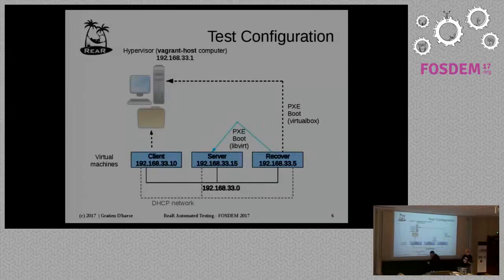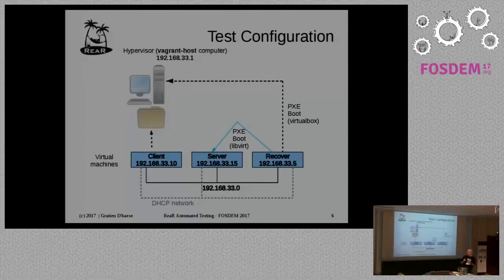This is a test configuration. So what do we see here? We have the client, we have the server, and the recover VM. This is all done via Vagrant. And you have the hypervisor on the top. We have two networks, the DHCP network and the private network. We will be using the private network.